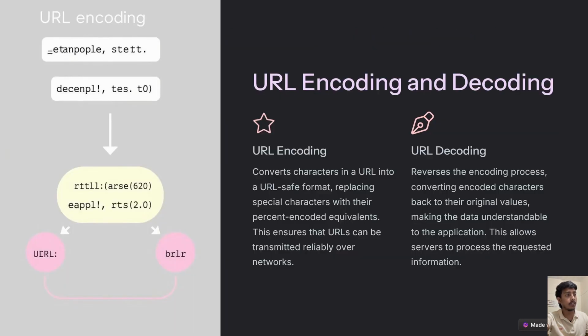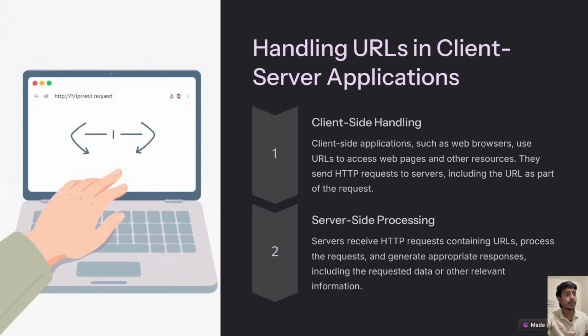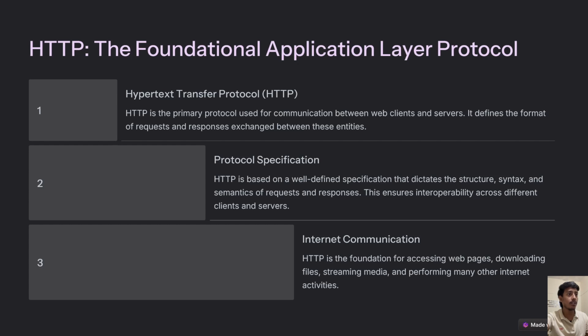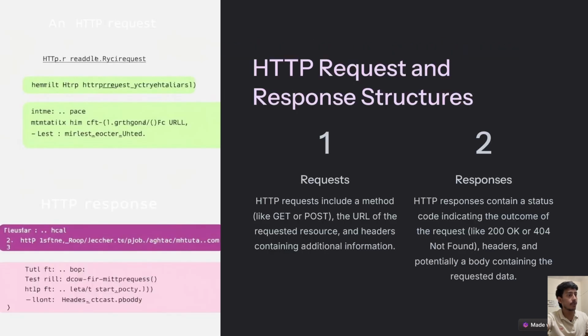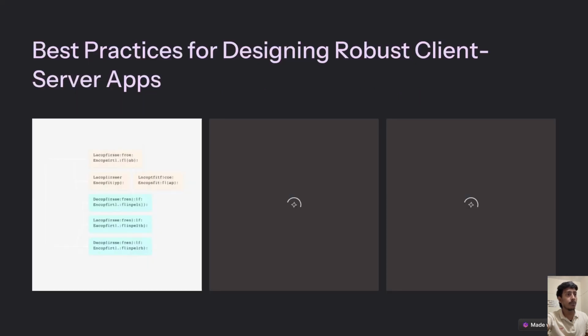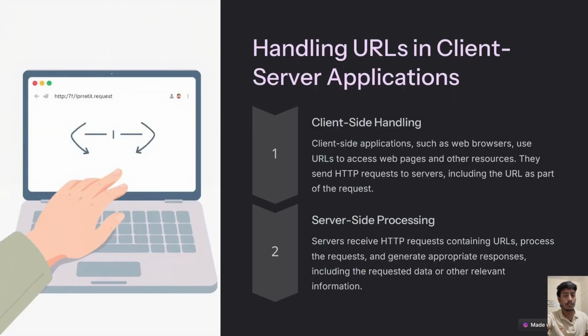Then we will cover URL encoding and decoding. Then we will cover handling URLs in client server application. Then we will have the foundation application layer protocol. Then HTTP request and response structure. Then best practices for robust client server application. Then it will end.